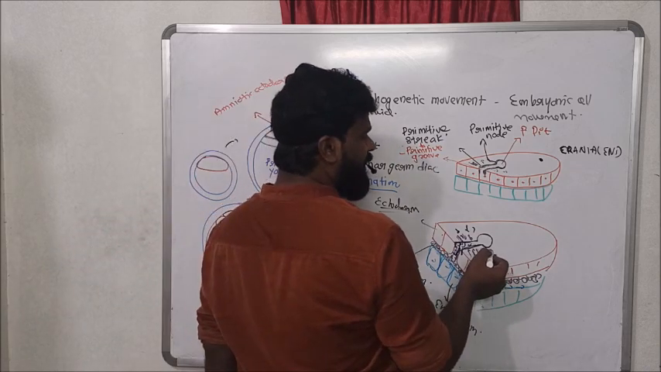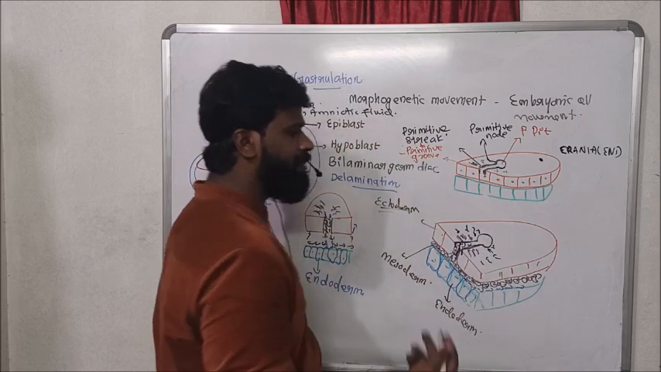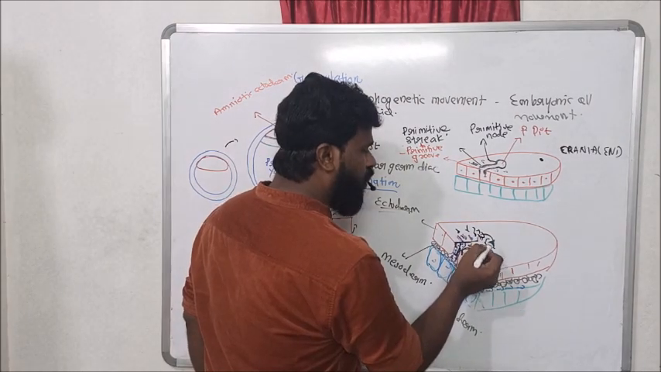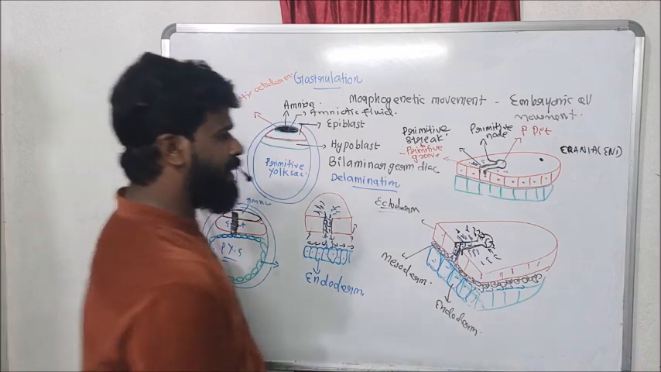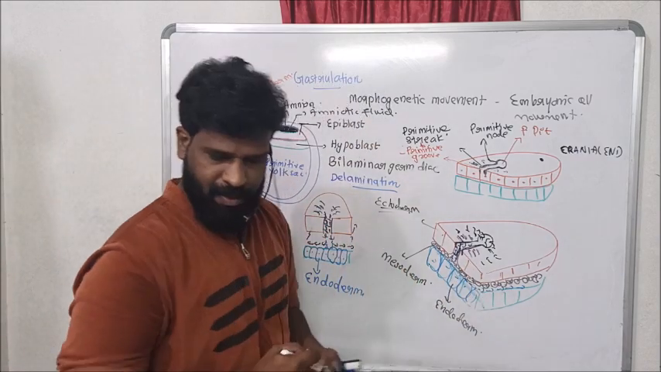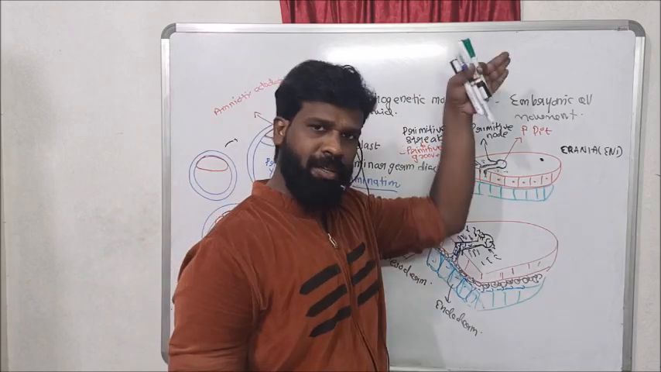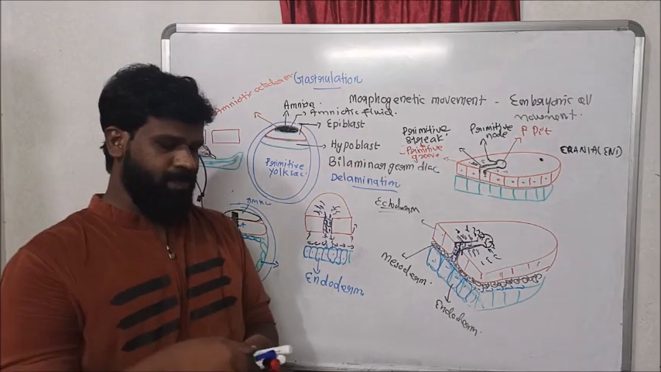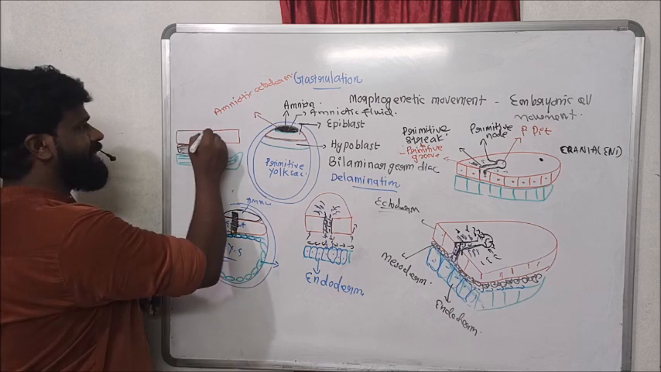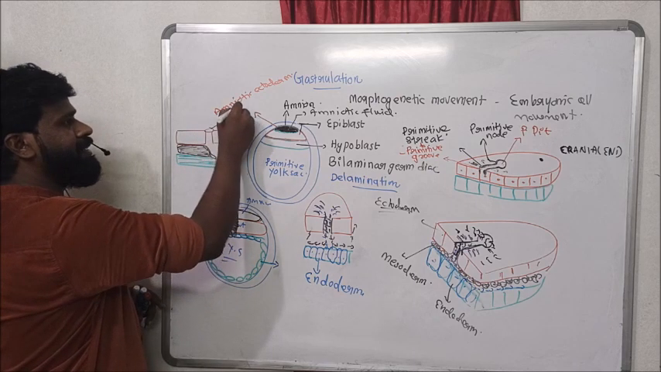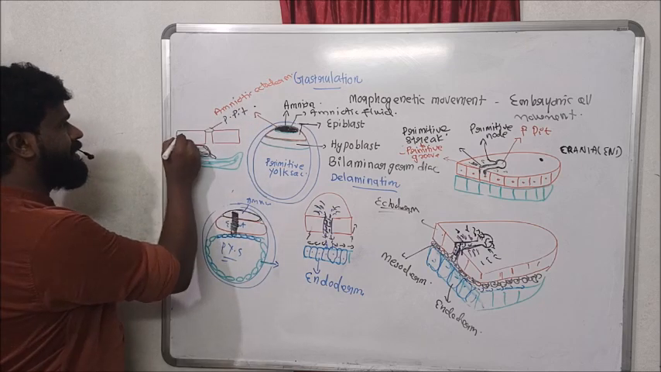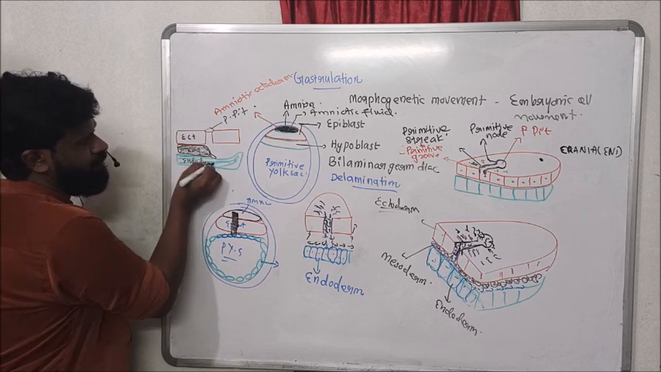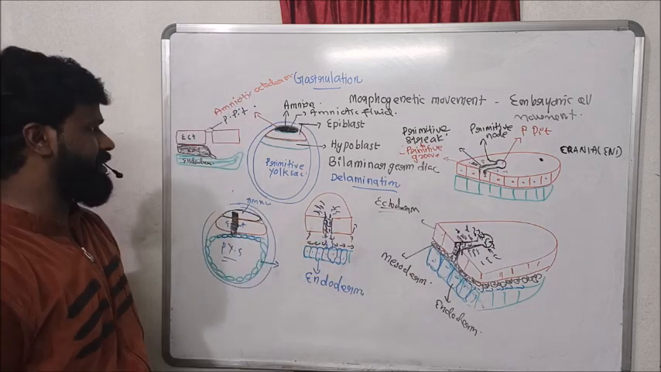Then again, some of the mesodermal cells remain in the epiblast and move through this primitive node. I'm going to take a sagittal section of this structure. In the sagittal section, this is the primitive pit. This is ectoderm, this one is mesoderm and this is endoderm, the layers of this trilaminar disc.